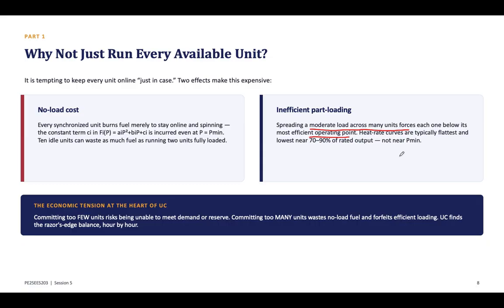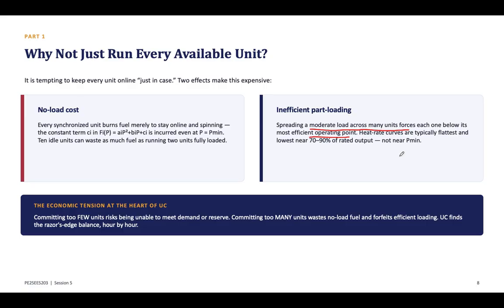See, if moderate system demand is divided among too many units, each unit may operate close to its lower output region. The resulting operating point may be less efficient than concentrating generation on a smaller number of suitable units. At the same time, committing too few units creates the opposite risk. The system may be unable to meet demand, may lack reserve, or may be unable to respond to contingencies.